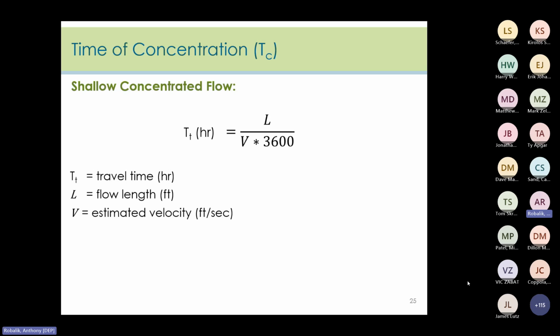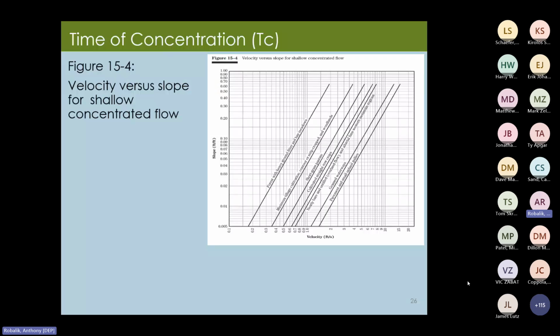Okay, next we'll cover how the travel time for shallow concentrated flow is calculated. So this travel time is equal to length for a particular segment divided by the estimated velocity, and that's multiplied by 3,600 for the conversion from seconds to hours. And velocity is estimated based on a site's surface condition and slope.